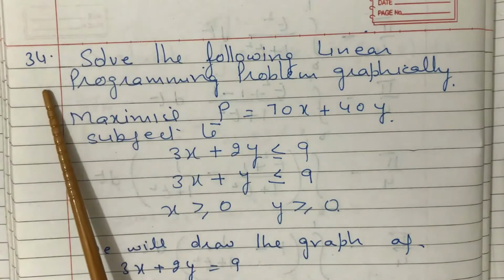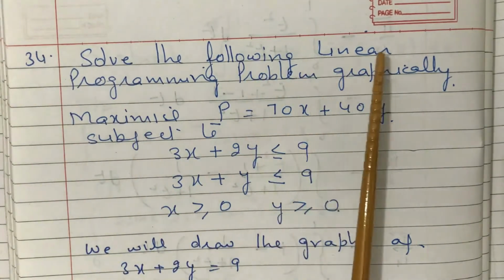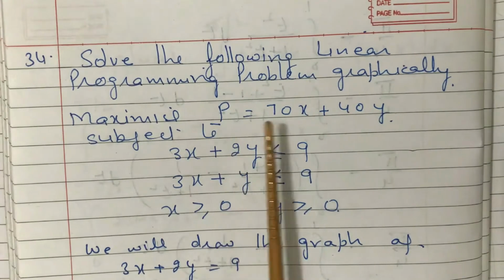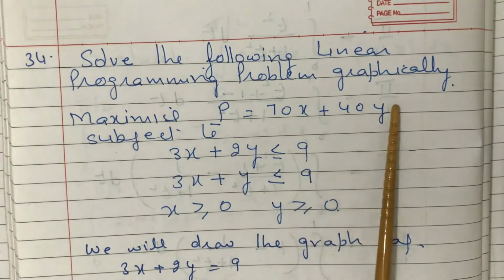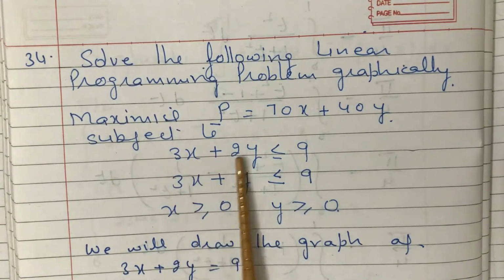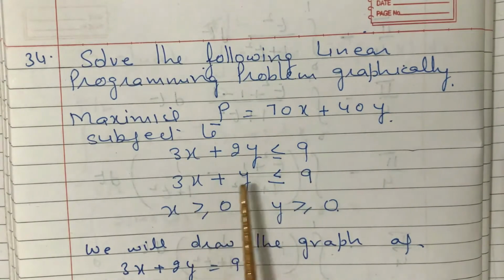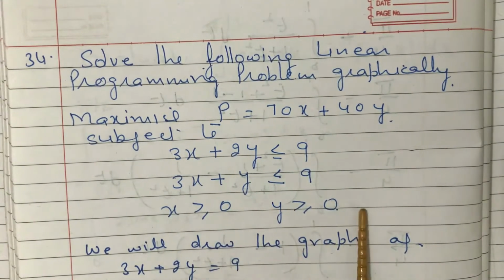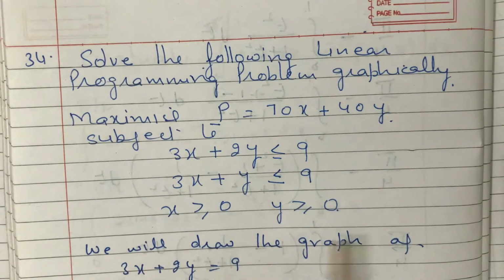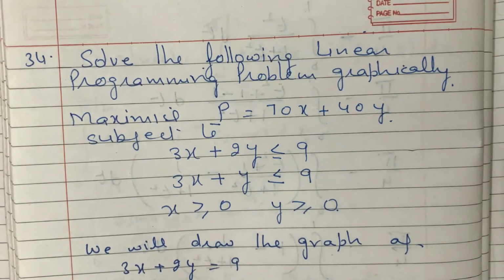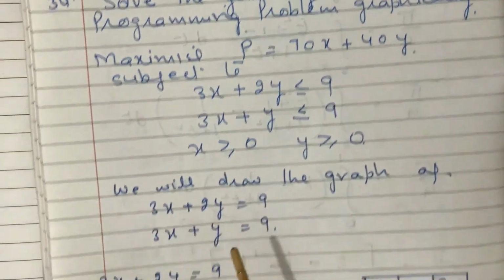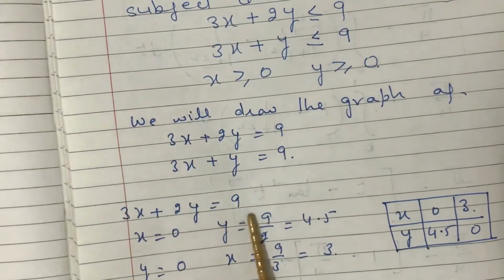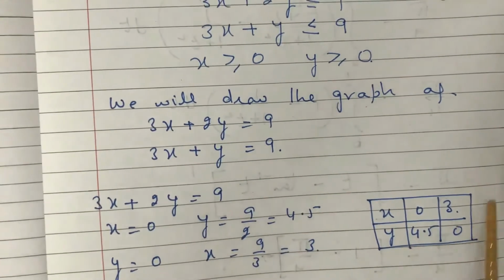Now question number 34. Solve the following linear programming problem graphically. Maximize P is equal to 70x plus 40y subject to 3x plus 2y less than or equal to 9, 3x plus y less than or equal to 9, x greater than or equal to 0, y greater than or equal to 0. We will draw the graph of these two equations. Now I have taken this first, 3x plus 2y is equal to 9, and I have made this chart.